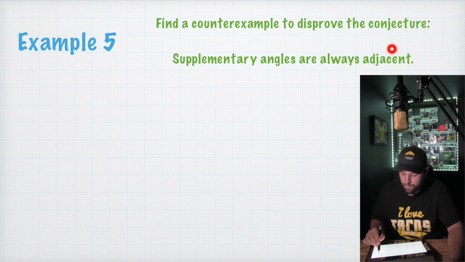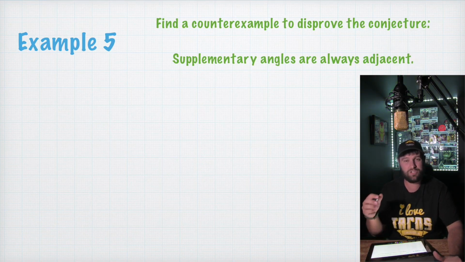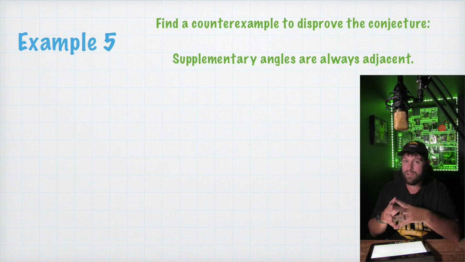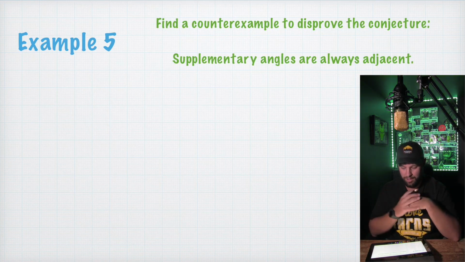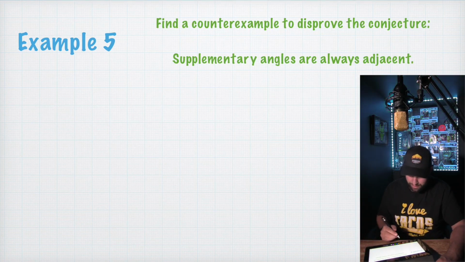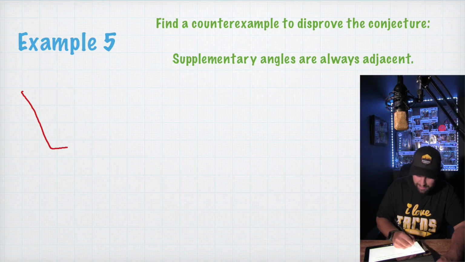And then we're going to look at the word adjacent. Adjacent means that two angles are going to be touching each other, okay? They share a common vertex. So we know that we could have two angles that are supplementary that are non-adjacent, and that's how we could disprove our conjecture.